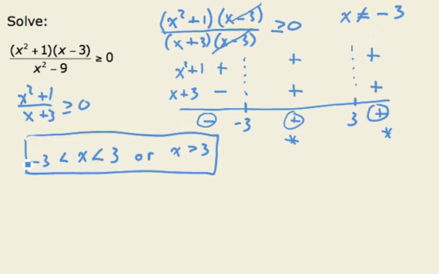The other way to state the answer is in interval form. I could write negative 3, comma 3, round bracket, or 3, comma infinity. And again, I'm going to use round brackets because I can't allow x to be either 3 or negative 3.